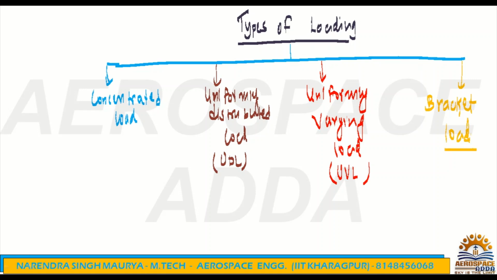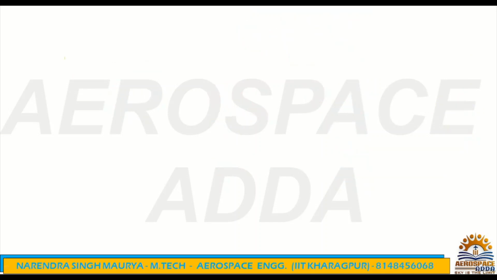So these are the types of loading we are getting on the beam. Now I'll show you within the beam, and I'll show you the calculation also, how we have to perform if UVL is there, if UDL is there, or bracket load is there. One by one we'll see. First we'll see number one, which is nothing but concentrated load. The concentrated load concept is very easy.